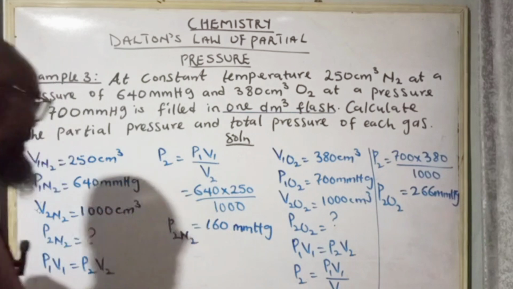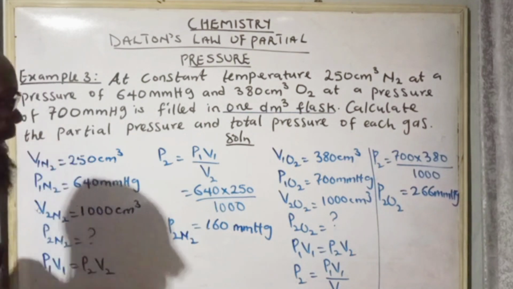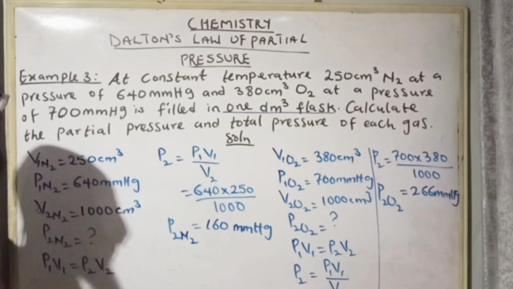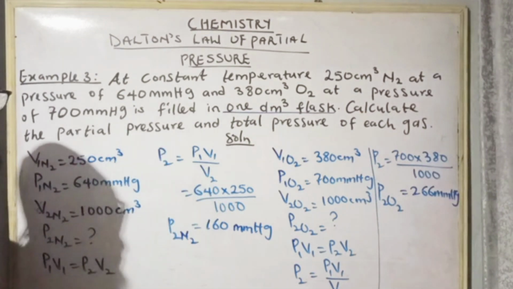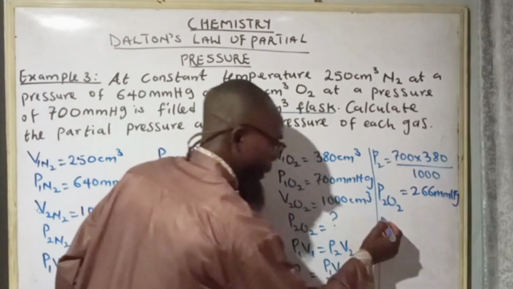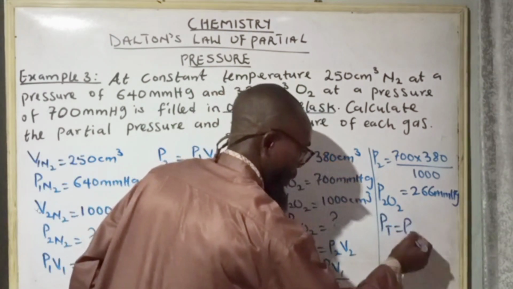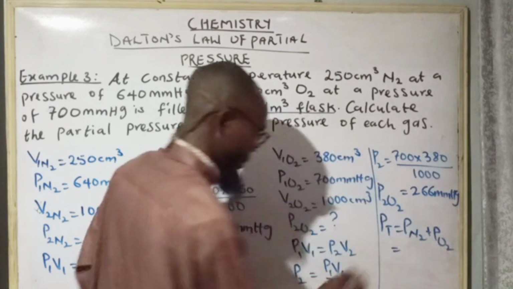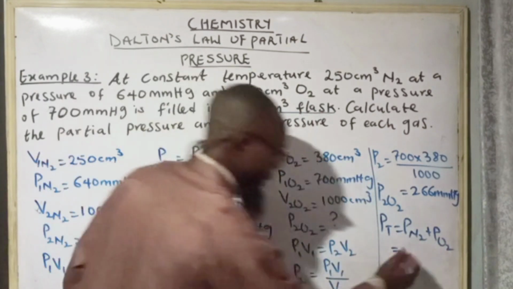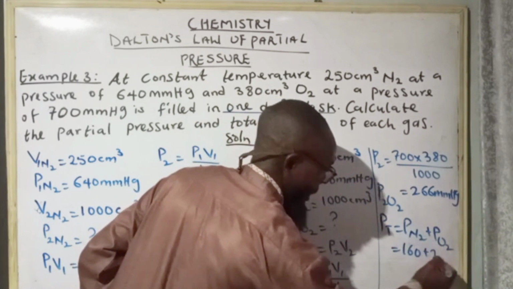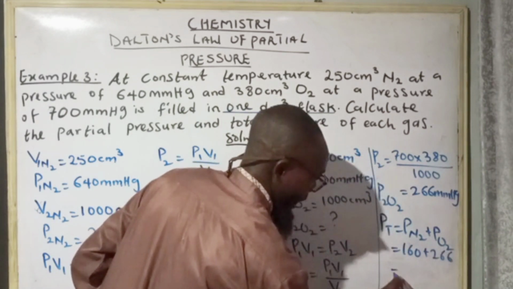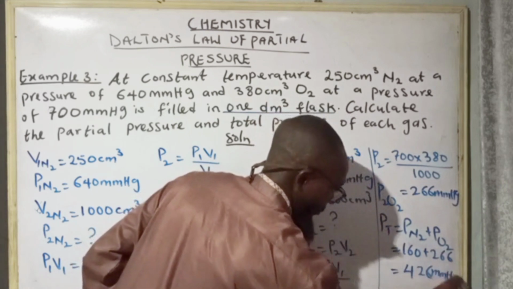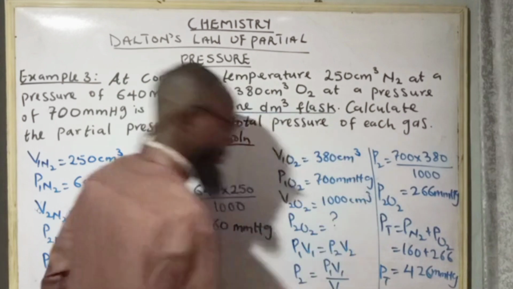So we are able to get the partial pressure of nitrogen and the partial pressure of oxygen. Now, let's find the total pressure. You know, total pressure will be the addition of the first gas and the second gas. P total will equal P of nitrogen plus P of oxygen. That is P of nitrogen 160 plus 266. So we have 426 millimeter of mercury. That's our P total.